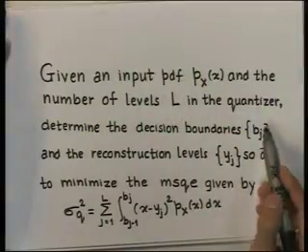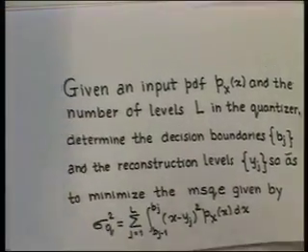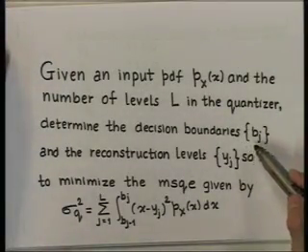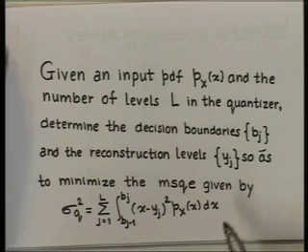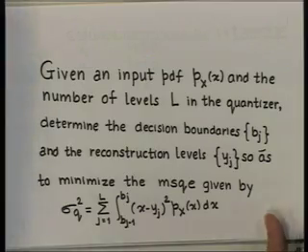Now, however, if we are allowed to use variable length code words, codes such as Huffman codes or arithmetic codes, along with the size of the alphabet, the selection of the decision boundaries will also affect the rate of the quantizer.